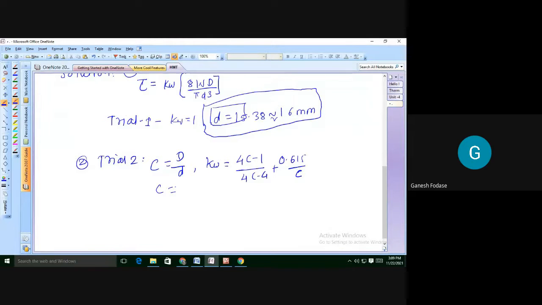We just need to divide one term by the other term. It should not take that much time. 5.31. Yes, it is. 5.3125 you can say. It is value of C. And once you get value of C, what will you get? Value of kW. Then find out value of kW. How much is it? Put value of C in this equation. Get value of kW. How much?